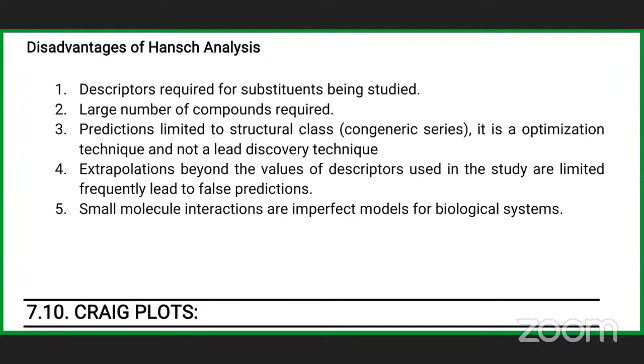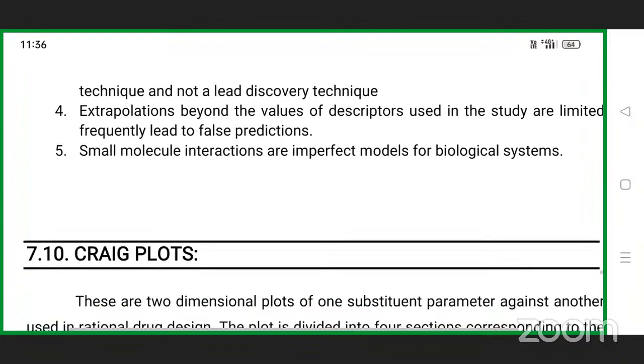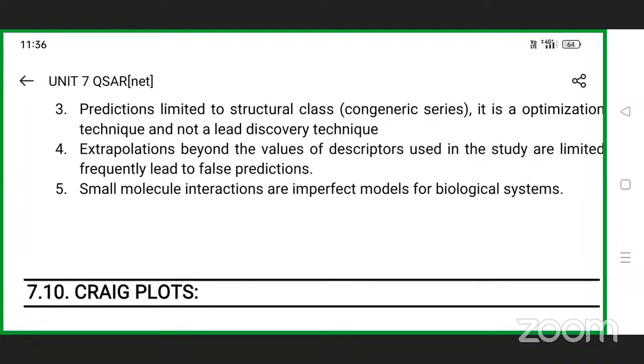And small molecular interactions are imperfect models for biological systems. Generally, you know that small molecules do not have many interacting points. Hansch analysis is more applicable for small molecules and won't be applicable for larger molecules. Small molecules generally do not have many interacting points like hydrogen bonding, ionic or hydrophobic interactions, because the size is small and they may not have many groups. So it is somewhat difficult to check the reliability of this equation. These are some disadvantages of this particular Hansch analysis.